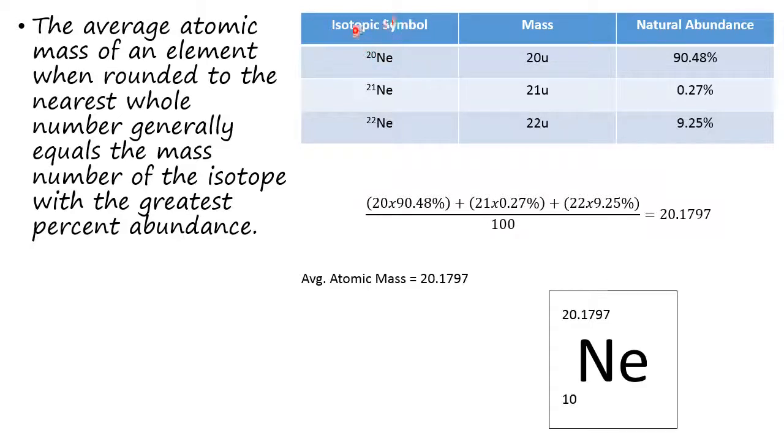So the most common isotope of neon has 10 protons and 10 neutrons. And we know that due to the fact that its average atomic mass, when rounded to the closest whole number, equals 20. And so that covers isotopes and average atomic mass. Practice this equation on your own, and I'll see you next class.